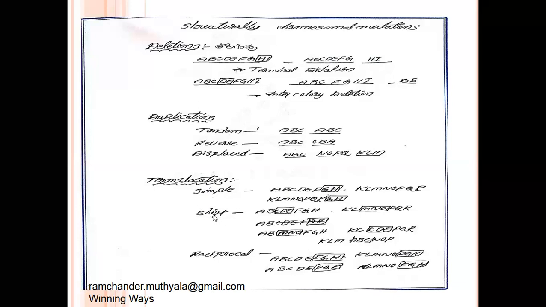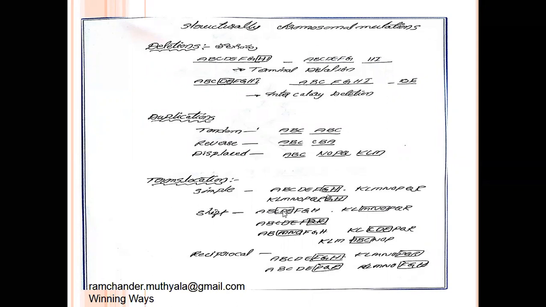Shift translocation means genetic material is exchanged between two chromosomes, but the structure will not change. The genetic material is rearranged on the chromosome. Here one chromosome contains A, B, C, D, E, F, G, H, and another chromosome contains K, L, M, N, O, P, Q, R.